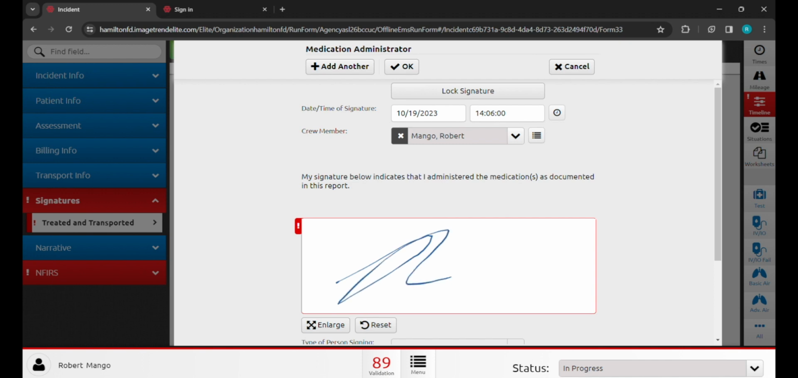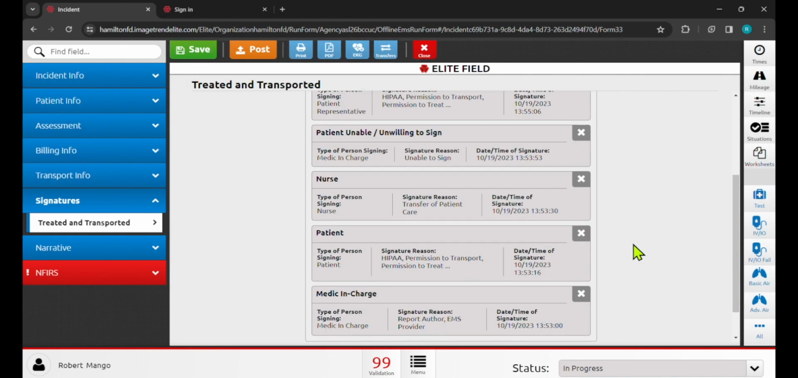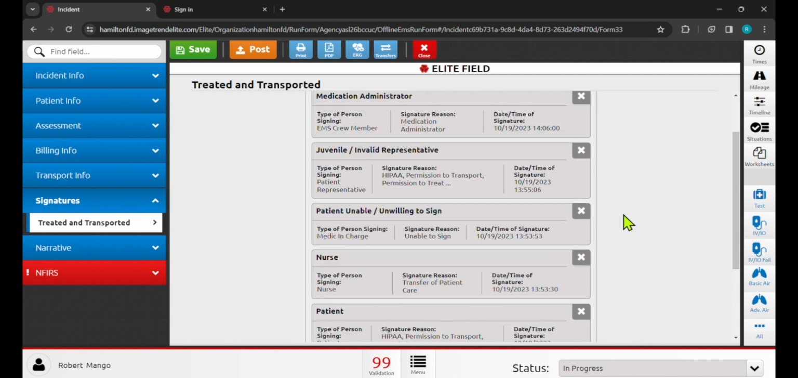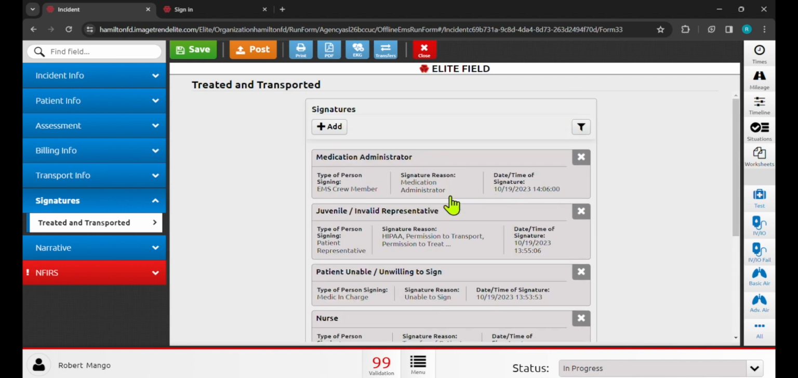I am signing for that med that I just gave. It is only going to require one medication signature, it doesn't matter if you gave 1 or 9. We are basically signing all at once saying, yep, we gave meds on this run. I know some EMS systems have a signature for every med. This one is going to encompass all of them.